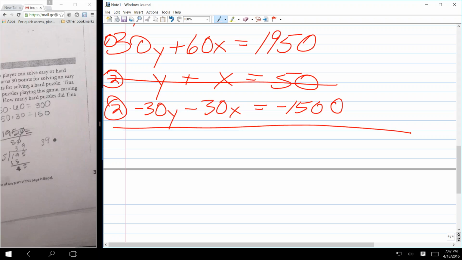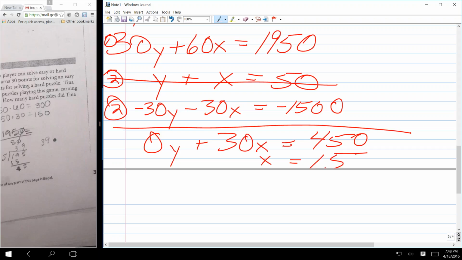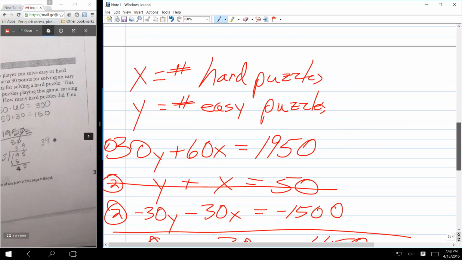So now let's add the two equations. What do we get? 0y plus 30x equals 450. Now solve for x. 15. You should have a calculator in front of you. So what's y? Well, we don't even need y, because x was the number of hard puzzles. That's it. We're done.